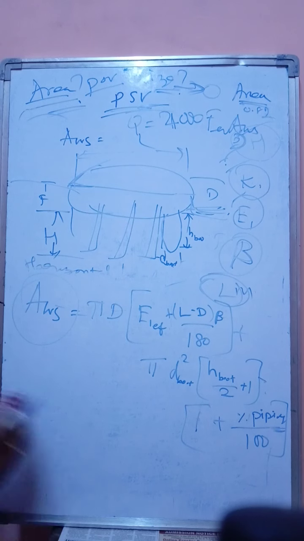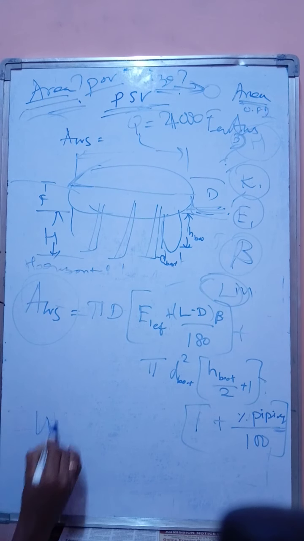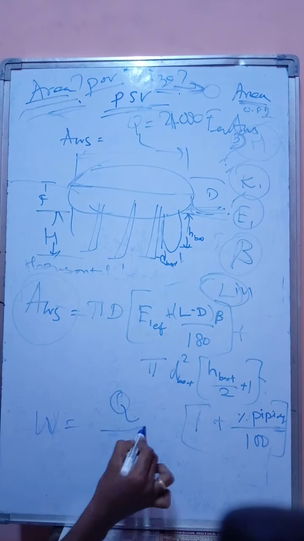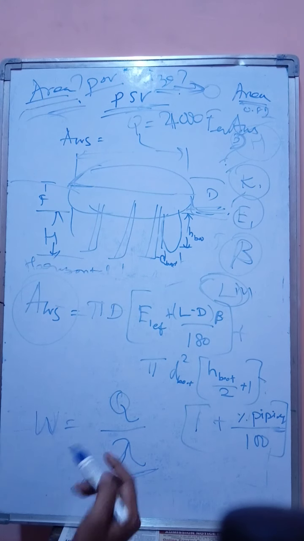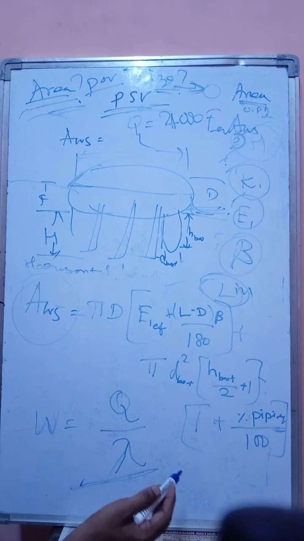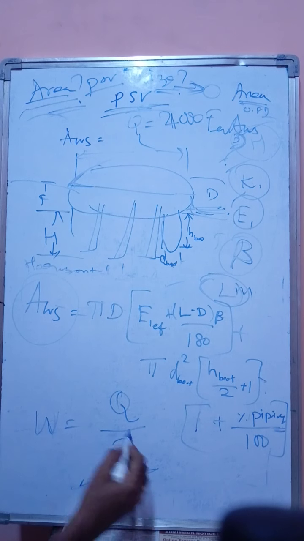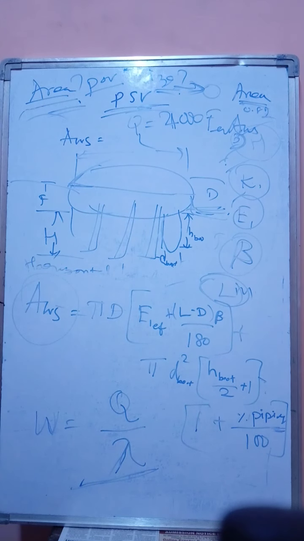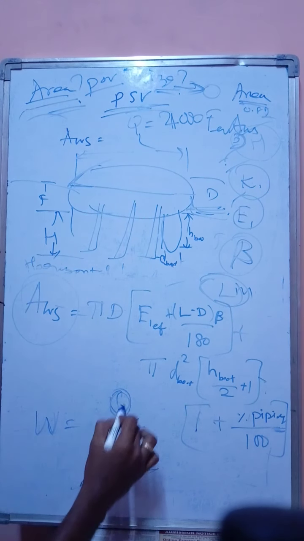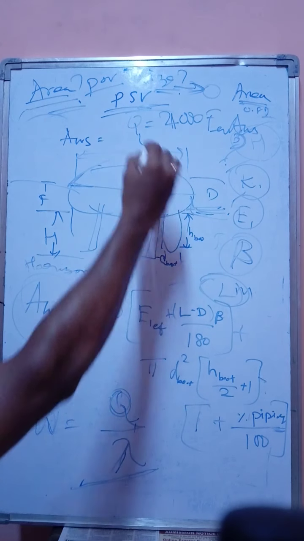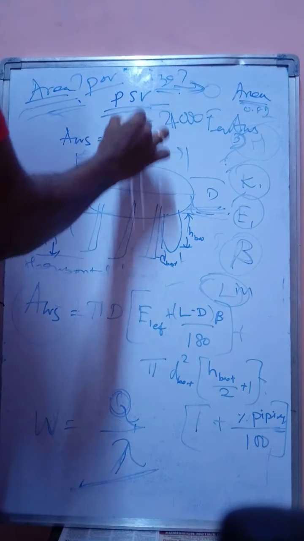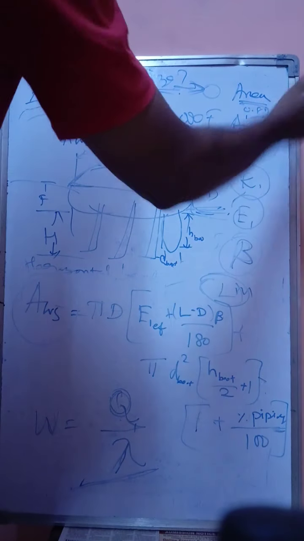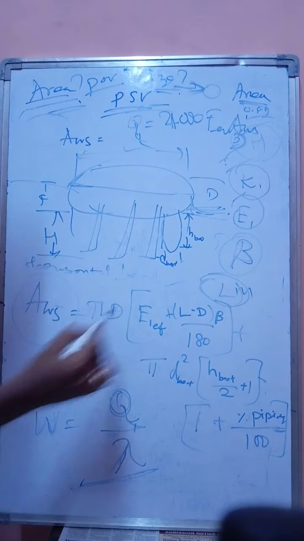That is nothing but W is equal to Q by lambda. The latent heat of vaporization will be given by the client based on the type of liquid we are handling. If you know the liquid handled and its temperature, we can take the latent heat of vaporization data from Perry's book. The next one is Q. We can calculate Q from this formula, which is total heat of absorption. So we know AWS, and we can calculate W also.